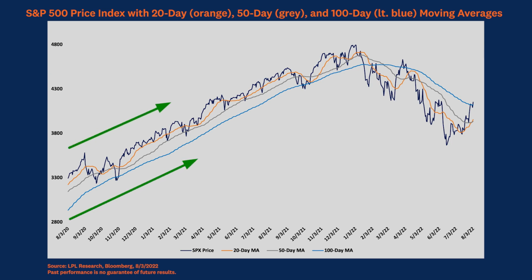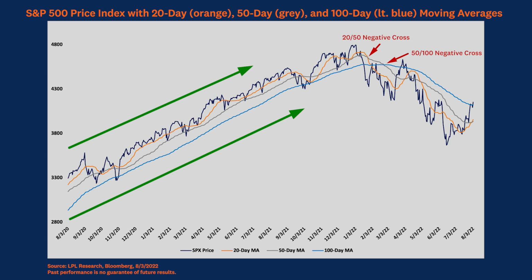Through 2020 and 2021, the index price and the moving averages were largely in sync, and shorter-term moving averages generally stayed above longer-term moving averages, a bullish sign identified by green arrows in this chart. However, when the 20-day moving average crossed below the 50-day and the 50-day crossed below the 100-day moving average, it signaled a pending change in the S&P 500 index trend.